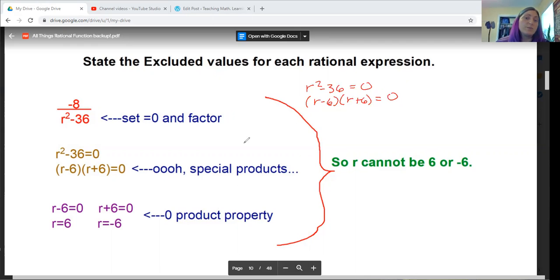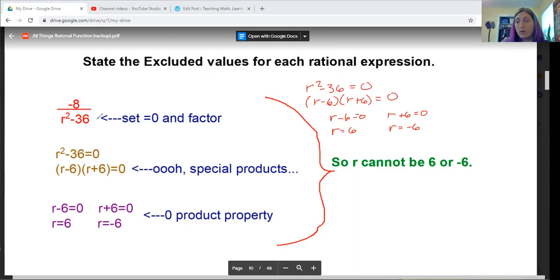So in order to do this, we set each section of them equal to 0. We have our first one, r minus 6, and we set it equal to 0. So we have r minus 6 equals 0. Therefore, r equals positive 6. And over here we have r plus 6 equals 0, so r is equal to negative 6. So our two answers are 6 and negative 6.